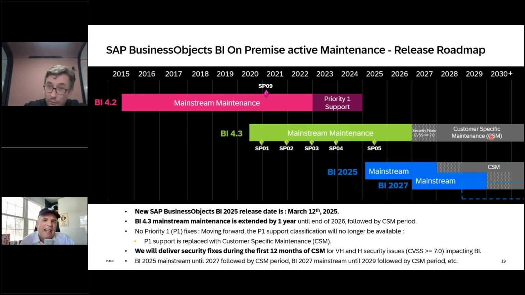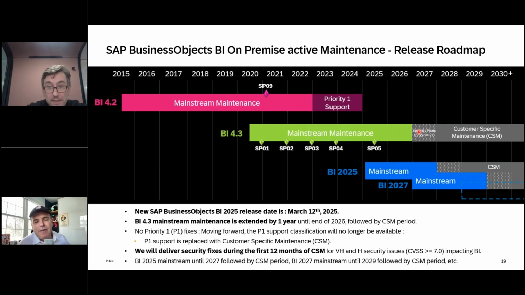Got it. Gregory, if I look after BI 2025, you're saying there's no more P1, and after that I see a little gray box. Are you still going to do security fixes there? Yes, only the first year after the end of the mainstream maintenance. So let's say there is a Log4j after the mainstream, essentially during 1 year, you would make a fix for that. Yes, for CVSS scores greater than or equal to 7, which corresponds to very high and high severity CVEs. That's typically the standard.